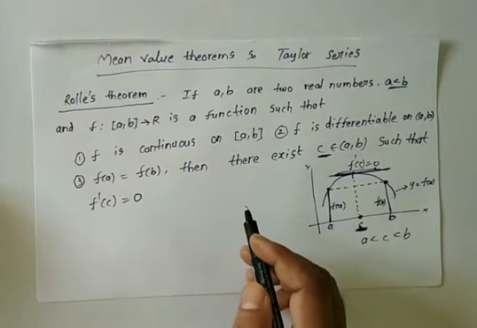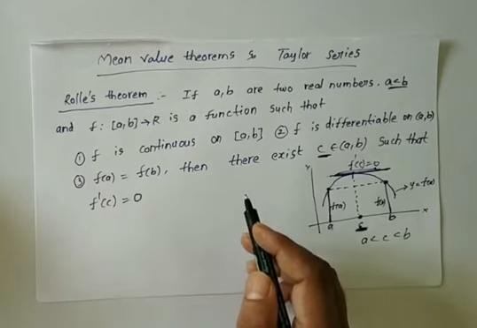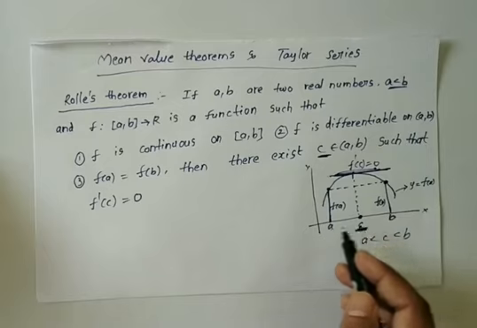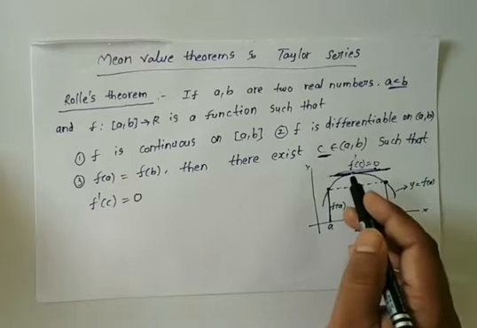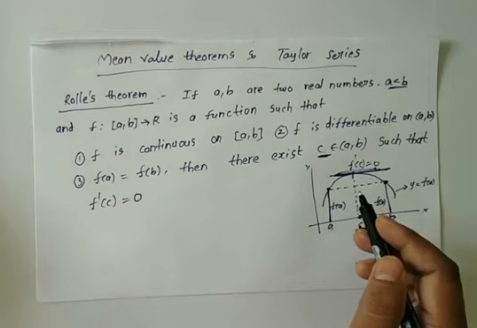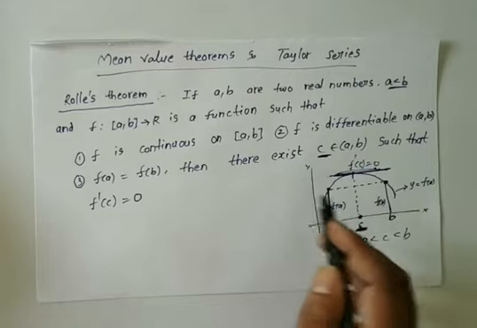If suppose the function f of x satisfies all these three conditions, we can say that Rolle's theorem is applicable, otherwise Rolle's theorem is not applicable. So in this case we can find at least one c which lies in the open interval a comma b such that f dash c is equal to 0. Remember that very important statement, the statement with graph.